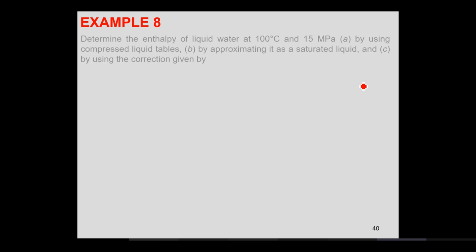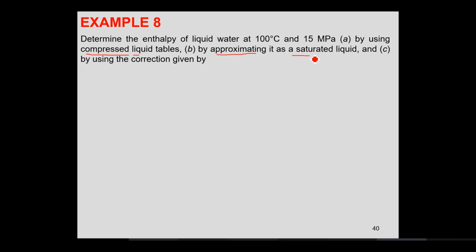So we'll see one example related to how we can find out the change in enthalpy for a compressed liquid via three methods. One is by using the compressed liquid tables. The other is by approximating it as saturated liquid, which is Hf at the given temperature. And the third is where you have to use the correction by adding the V delta P term.